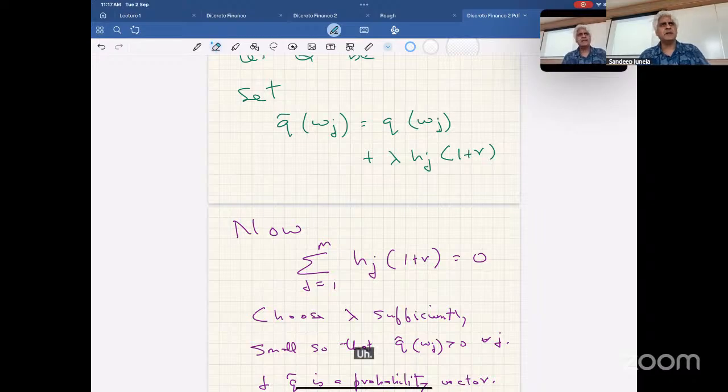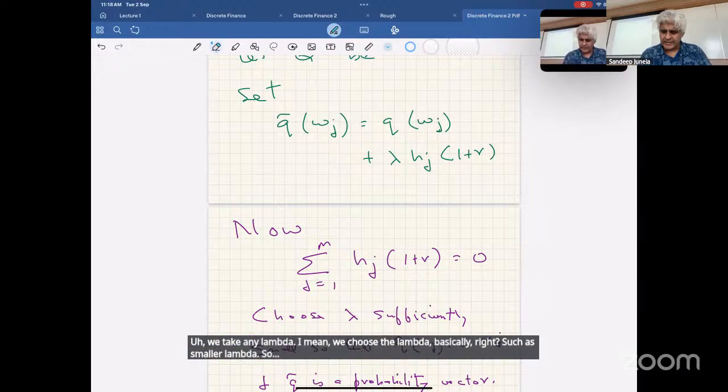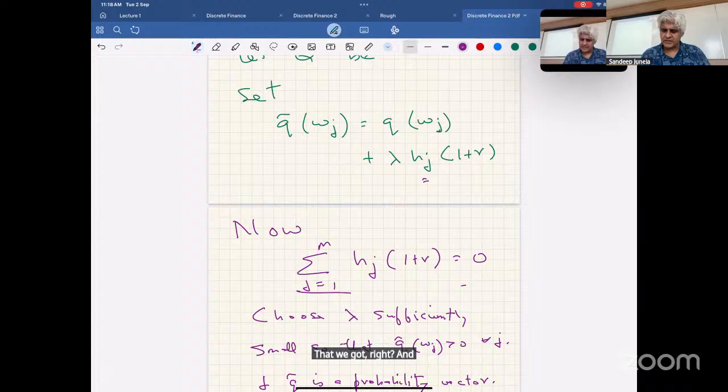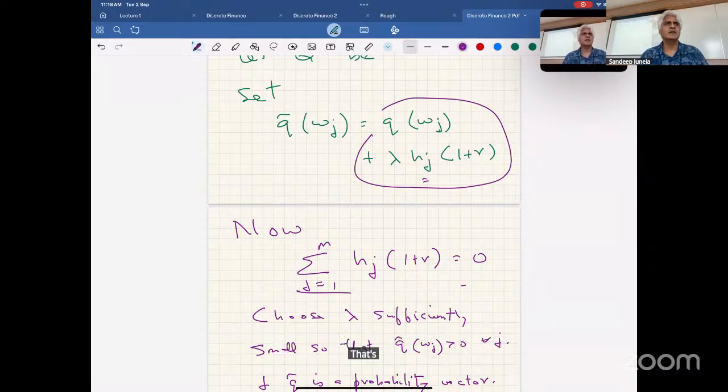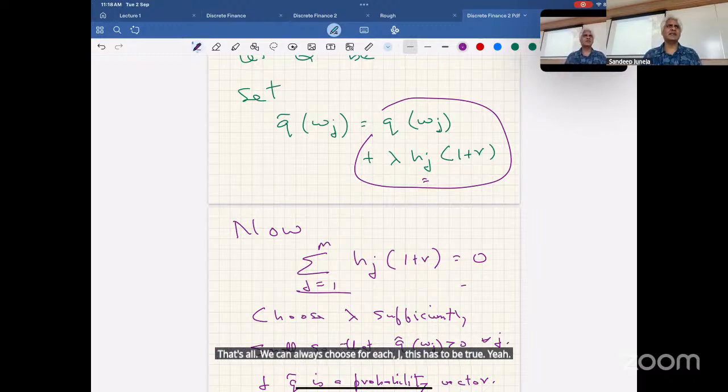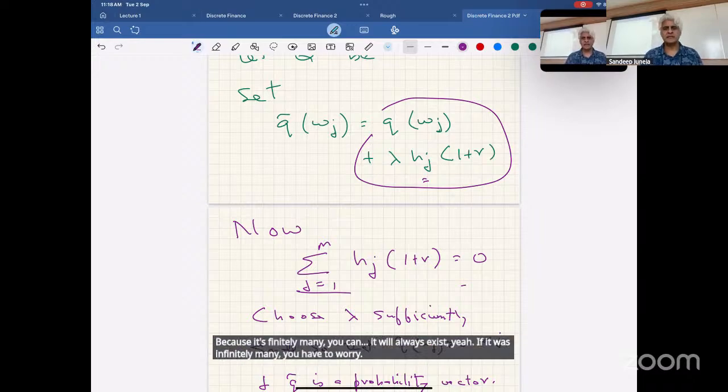We choose the lambda basically, a small enough lambda. So Hj exists, that we know, and summation Hj is equal to 0. Because Hj exists, we can choose lambda small enough so that q plus lambda Hj times 1 plus r remains positive. We can always choose this for each j, making it arbitrarily small. Because it's finitely many, it will always exist. If it was infinitely many, you would have to worry, since such a lambda may not exist.